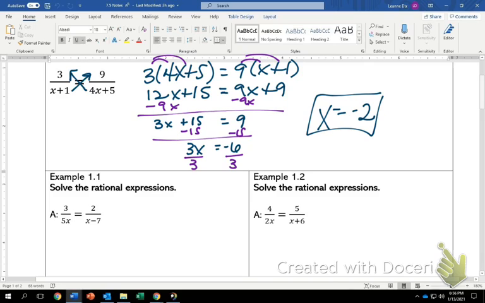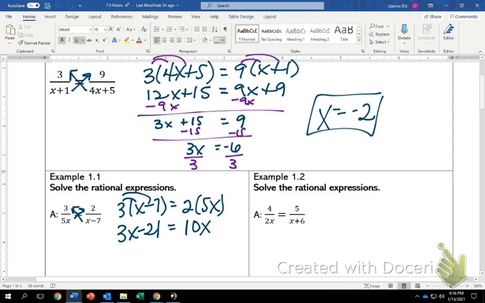Example 1.1a has our same setup, so we're just going to go ahead and multiply. This will say 3 times (x minus 7) is equal to 2 times 5x. Distributive property gives me 3x minus 21 is equal to 10x.